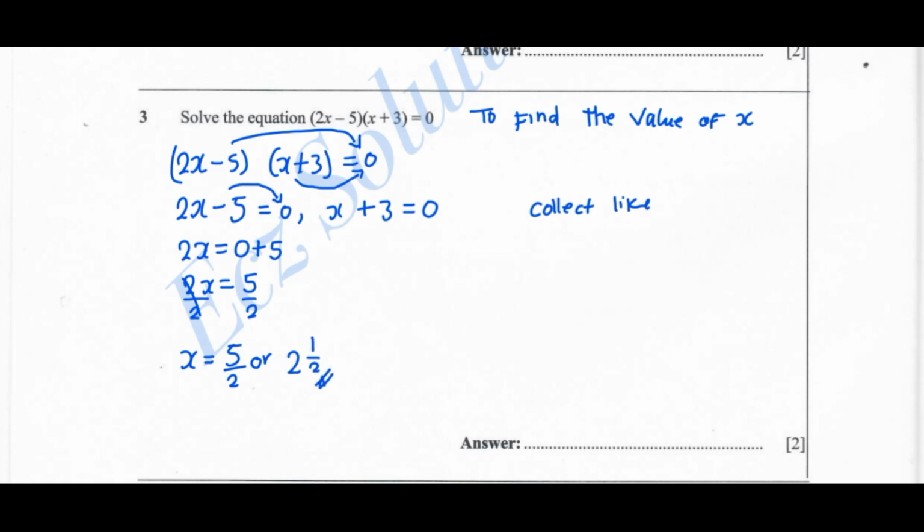Then let's try for the other one. We'll do the same. So x plus 3 is equal to 0. We know the 3 will become negative 3. Then our x is equal to negative 3 as our final answer.